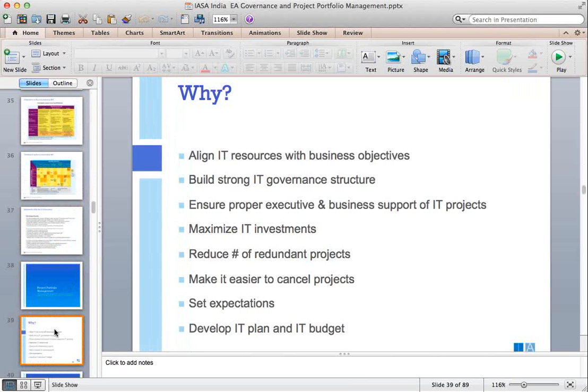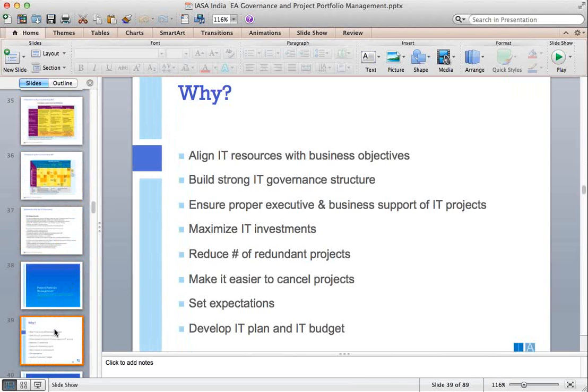Ensure proper execution, maximize the investments, reduce the number of redundant projects. We do have a decision to make here: if the projects running within the organization are not strategically meeting your value or your objectives, you need to take a conscious call that times have moved on.